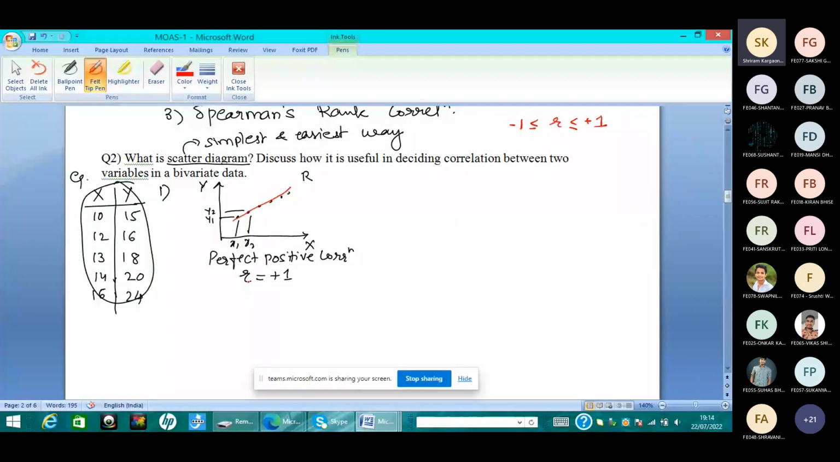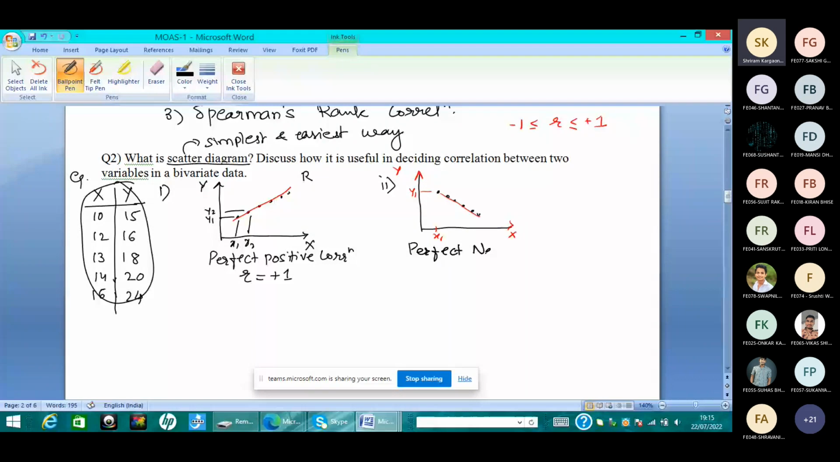Just opposite to it, when all the points plotted are in the reverse direction. They are fitting a straight line, but their direction is reversed. You can see that at the lowest value of x, the value of y is highest. As x increases, y is decreasing. So you can say that there is a perfect negative correlation.